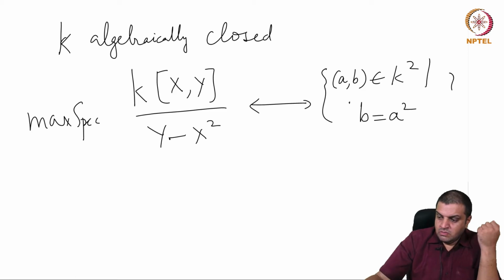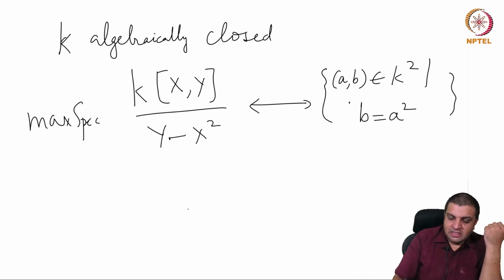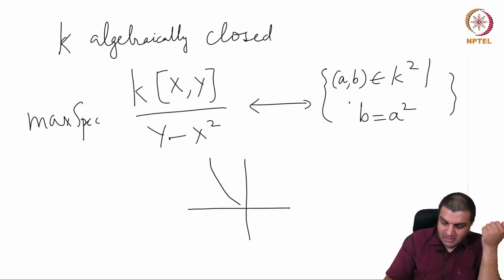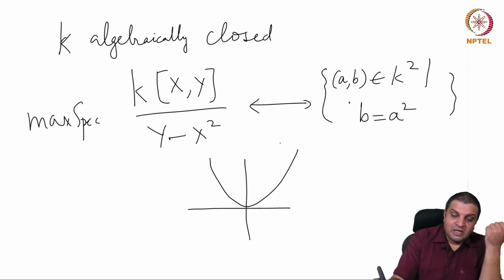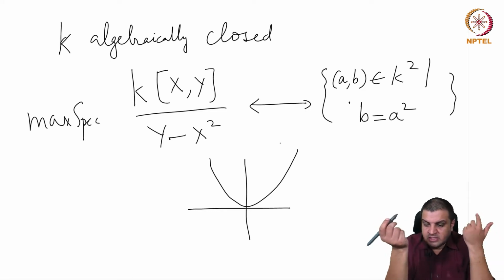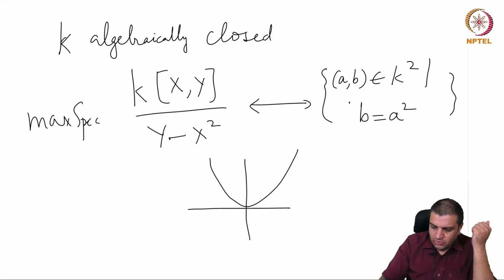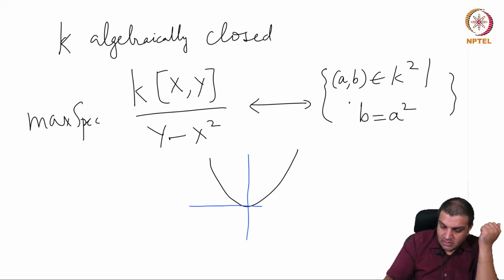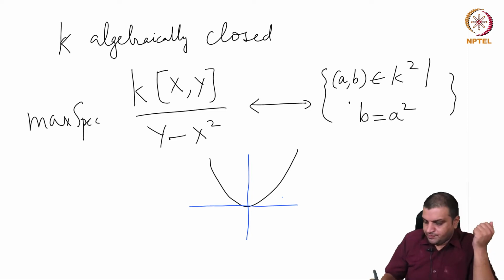Or we can think of it as a parabola. When we draw a parabola, we're drawing it in R, but that's only for us to keep a picture in mind. This is over some algebraically closed field which can't be inside R. So we get a parabola. The curve is just the black one, and the blue thing is just the axis. You can think of it as the x-axis and y-axis.